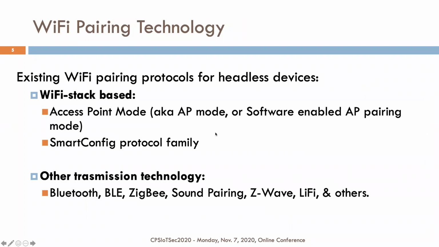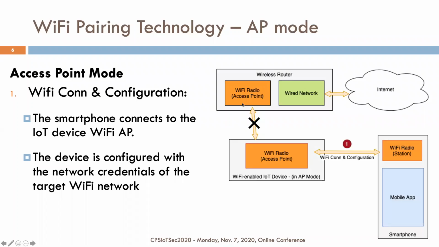Okay, although several Wi-Fi pairing protocols exist for several headless devices, these can be grouped into two categories: those that use directly the Wi-Fi stack and those that involve other transmission technology to achieve the same result. For the first case, we have the access point mode and the SmartConfig protocol. For the other transmission technology, you can think about Bluetooth or Bluetooth Low Energy and so on. Let's see two examples. At first, let's look at the access point mode.